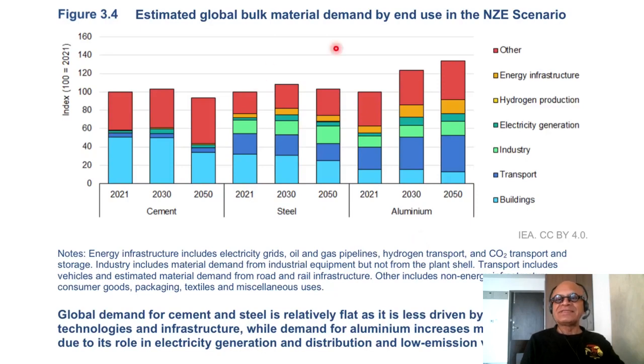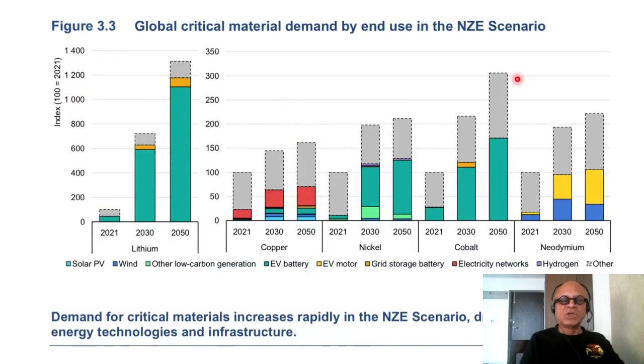Estimated global bulk material demand by end use in the net zero emission scenarios. This is indexed against 2021. So here is cement, steel, and aluminum. So you can see these going. Where do they go? Where are the demands coming from? They come from buildings, transport, industry, electricity generation, hydrogen production, and energy infrastructure. Again, the best way to think about it is to say we have enough resources to transition to net zero emission scenarios, depending on fulfilling the technological promises on which we are depending to produce these scenarios.